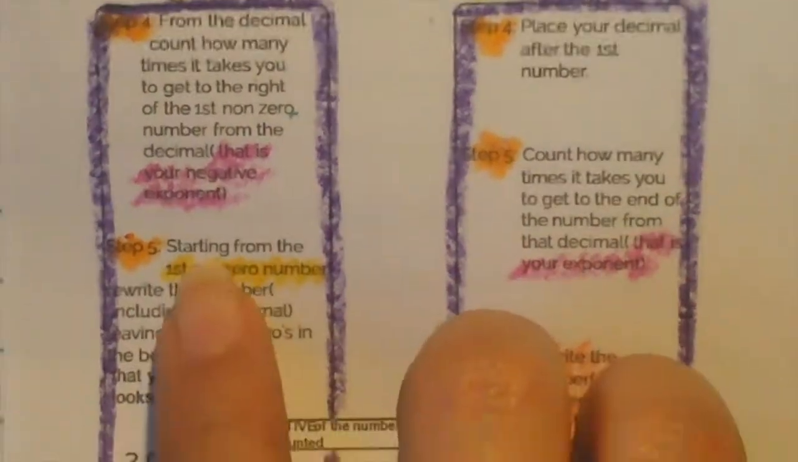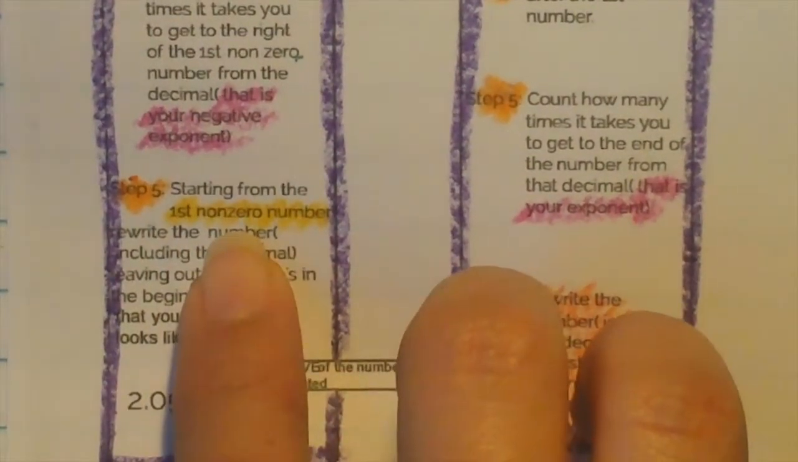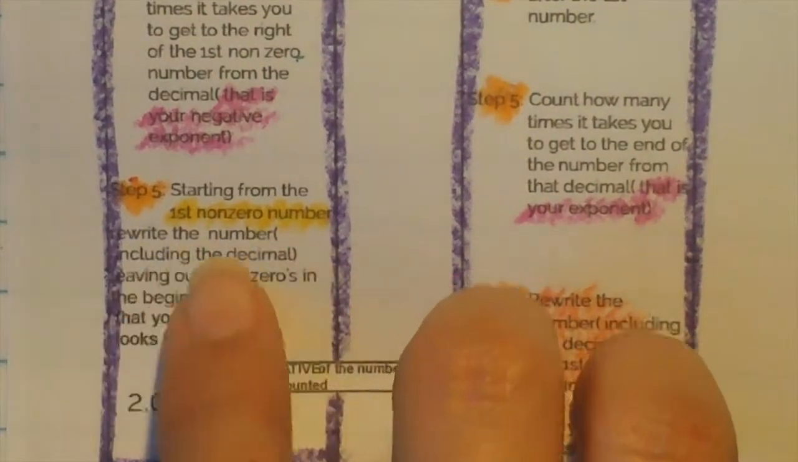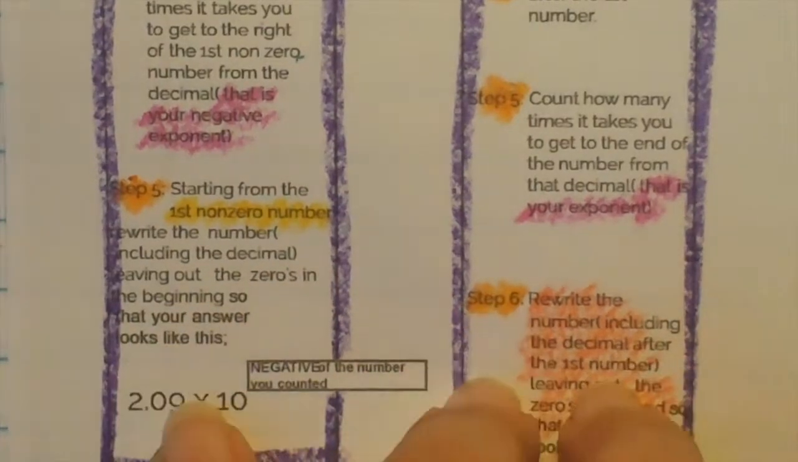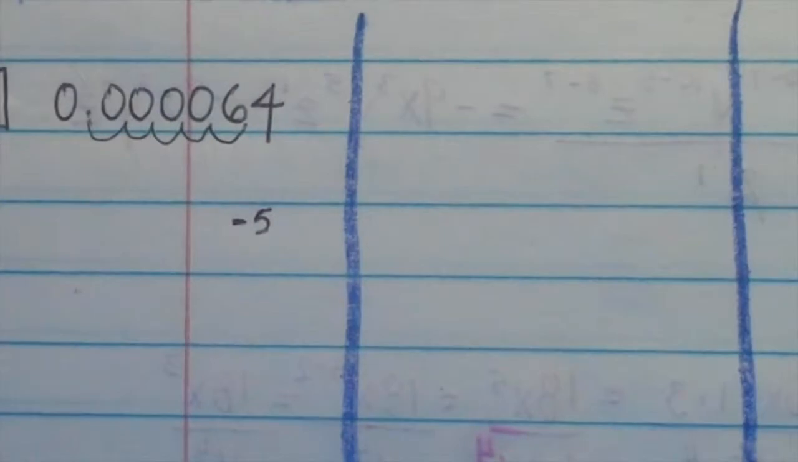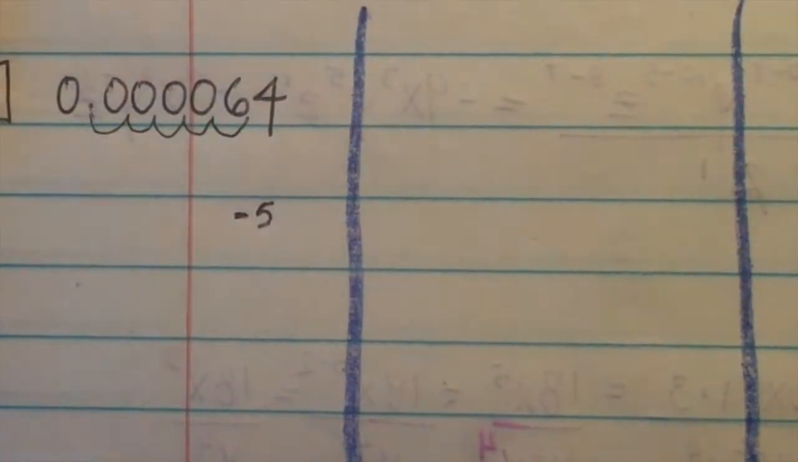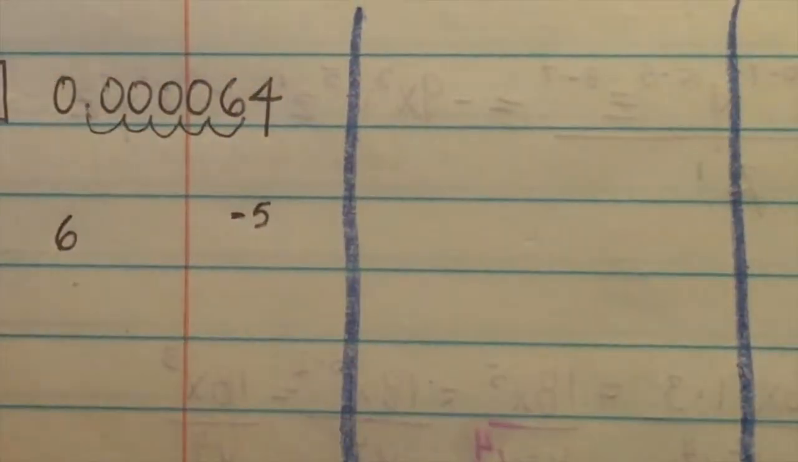Then it says starting from the first non-zero number, write the number including the decimal, leaving out the zeros in the beginning, so that the answer looks something like this. Okay, so then we're going to go ahead and start with the first non-zero number, so that's a 6. So it's going to be 6 point, because I just put the decimal there, 6.4 times 10 to the negative 5. And that's really it. So this is really, really, really simple.